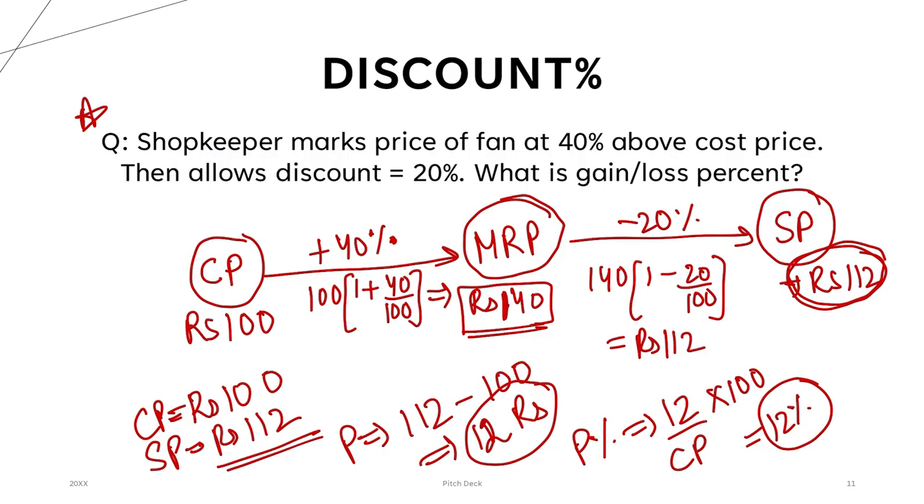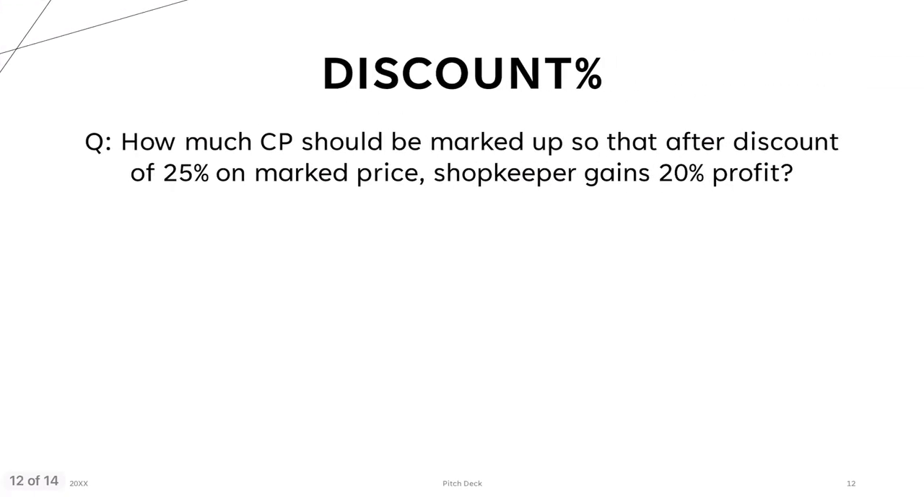Very easy. You have to be very attentive to what they are saying to you. Marking up means plus 40%, discount means minus 20%. And you will see a lot of familiarity with what we have learned in the percentages video. Now moving on, how much should the cost price be marked up so that after a discount of 25%, the shopkeeper gains a 20% profit? Again, if you want to pause, you can pause it. This is very similar to the last question.